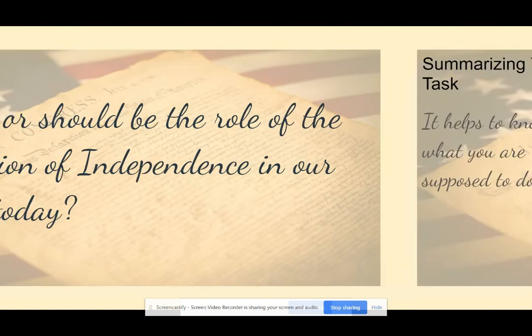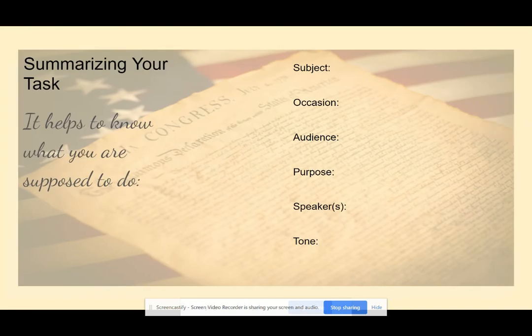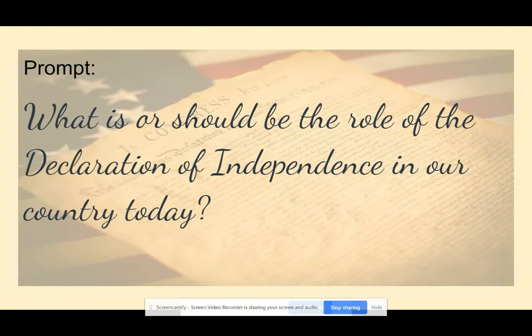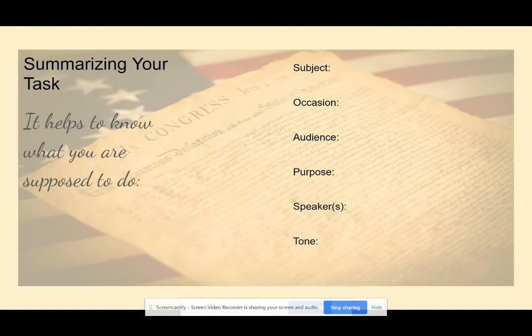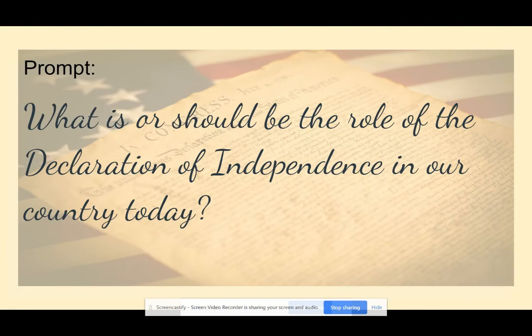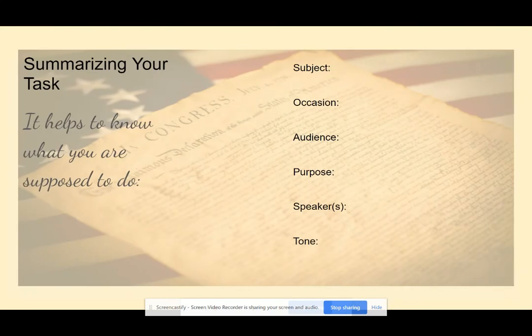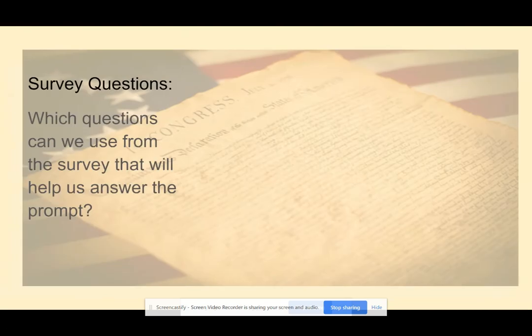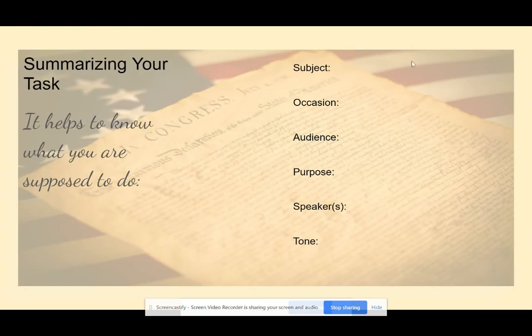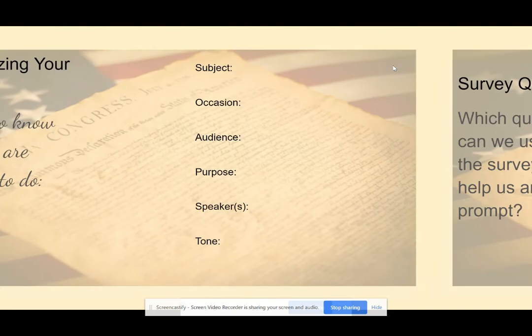Okay. All right. So it will help to know if this is your prompt. Let's break it down for the task. What is your subject? What's this going to be about? The Declaration. Not just the Declaration of Independence, but the what of the Declaration of Independence? The role. What is the role of the Declaration of Independence today? Did I not? I thought I did. I guess I didn't. Okay.